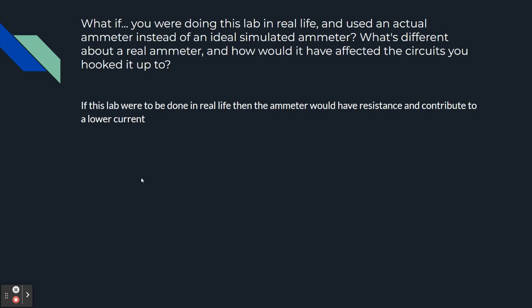What if you were doing this lab in real life and used an actual ammeter instead of an ideal simulated ammeter? What's different about a real ammeter, and how would it have affected the circuits you hooked it up to? If this lab were done in real life, then the ammeter would have resistance and contribute to a lower current.